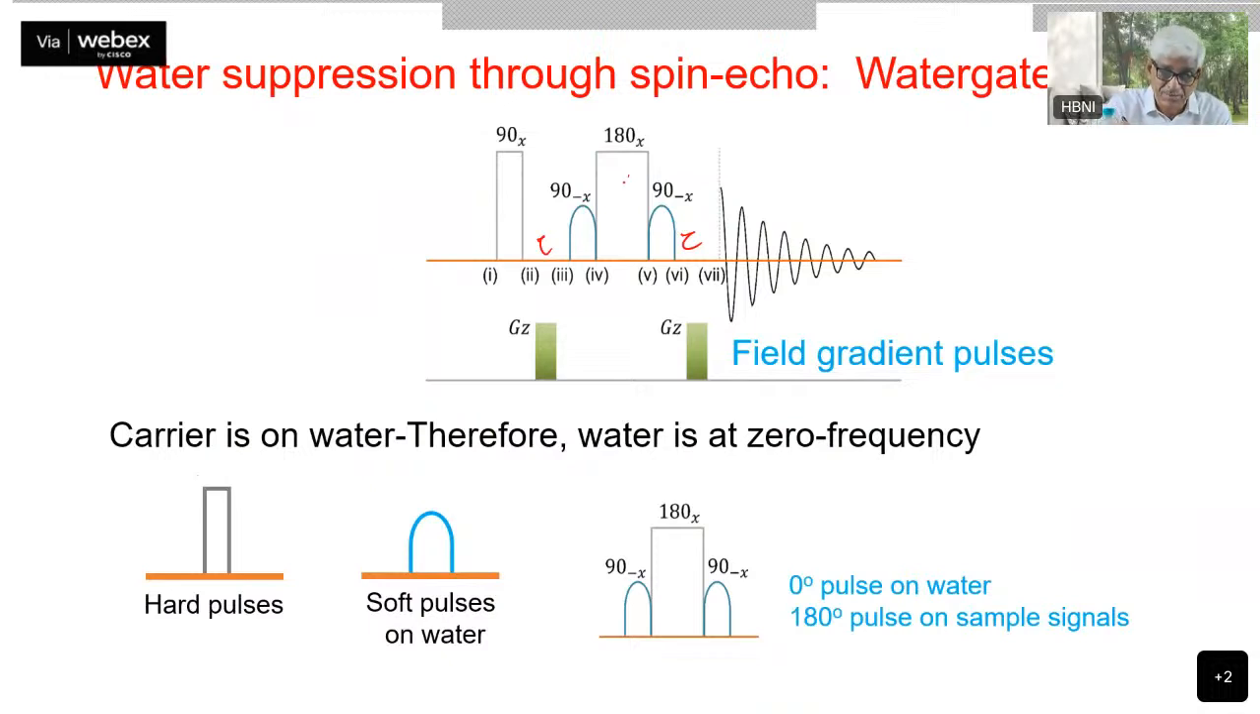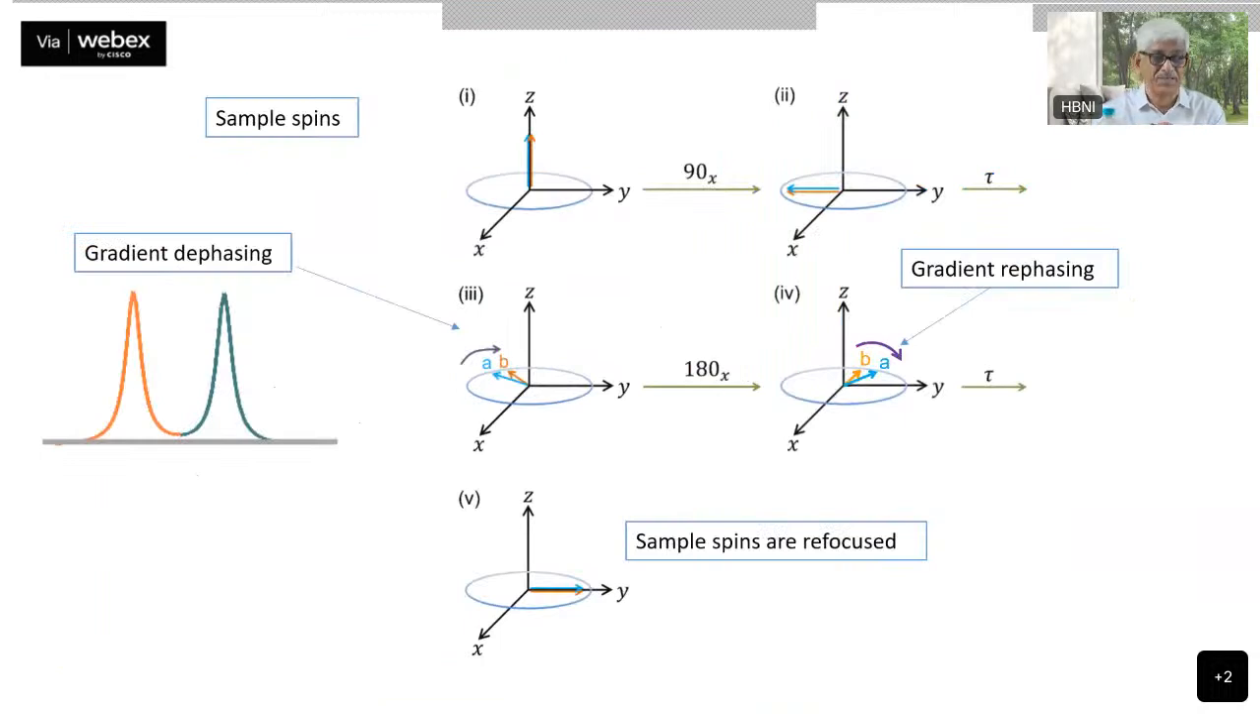Whereas the 180 degree pulse is seen by the sample signals, therefore they will get refocused. Whatever dephasing this gradient has created is reversed by this second gradient there. So that is for the sample signals here. You take the sample spins, consider two samples. I just put two arrows there. This is the sample signal; there can be two samples, whatever that is.